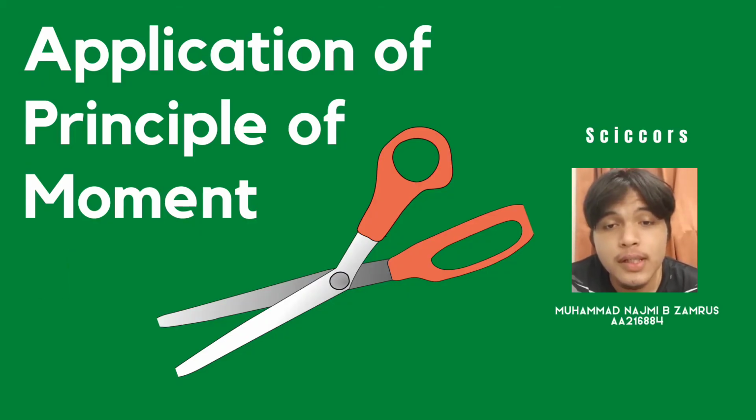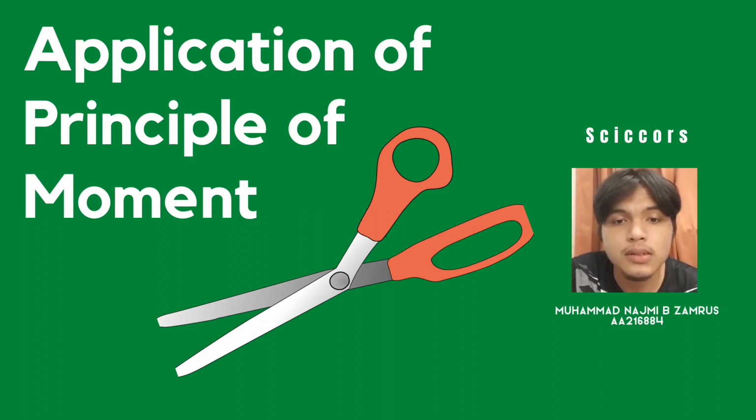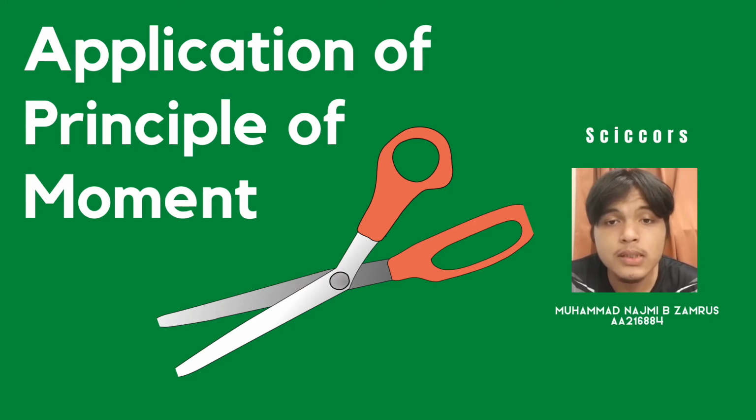So I will talk about scissors. As we know, scissors are used to cut thin materials like paper, cloth, metal foil, rope and wire. So an example of scissors that I will give you is cutting a piece of paper. So how does it work?